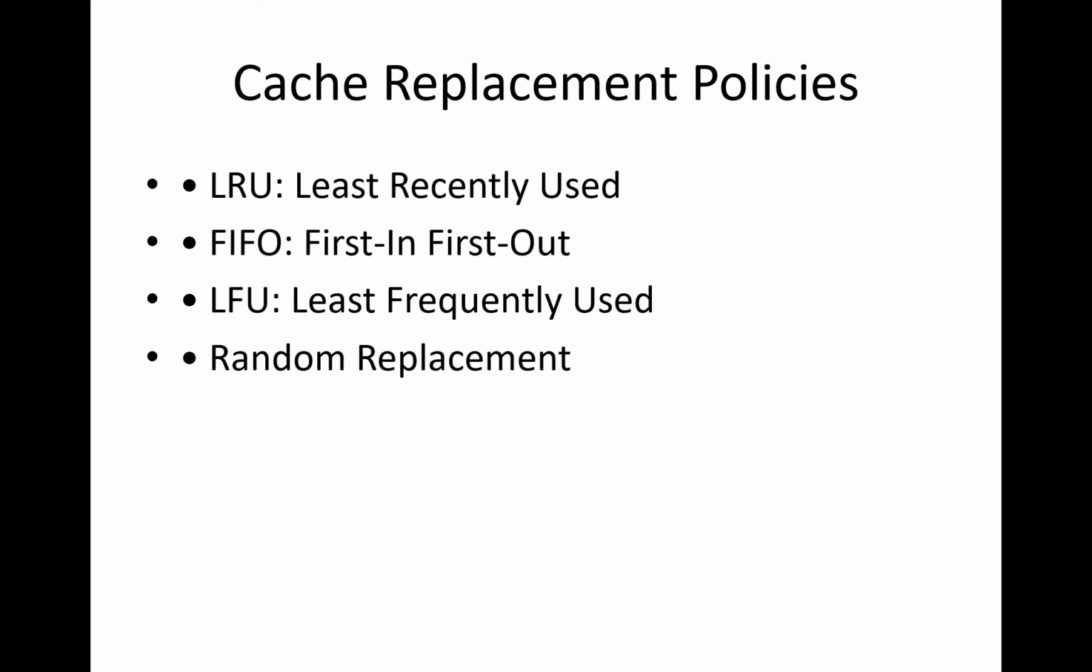And then we have the random replacement. For the random replacement, it picks any block randomly. Surprisingly, it is effective in some cases. It just picks any block randomly, so it can pick any one at all.